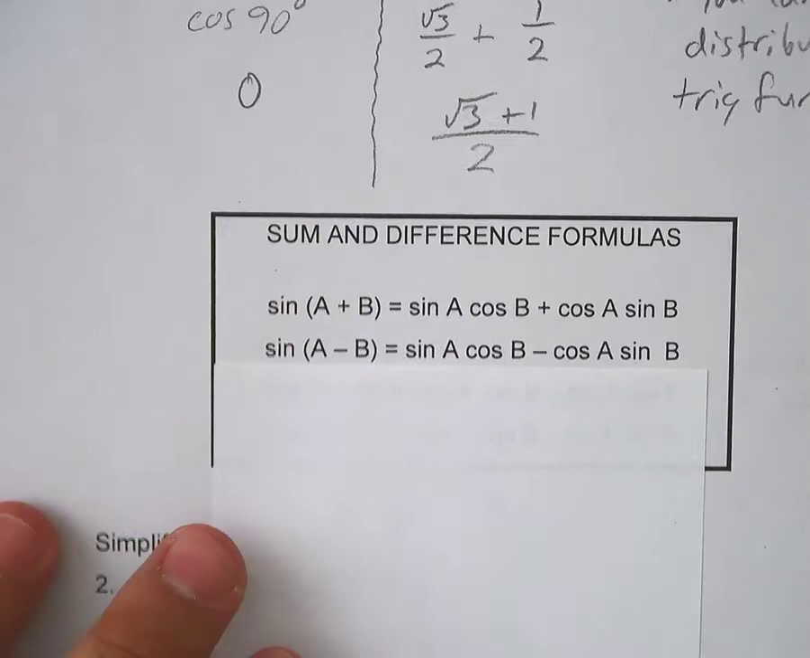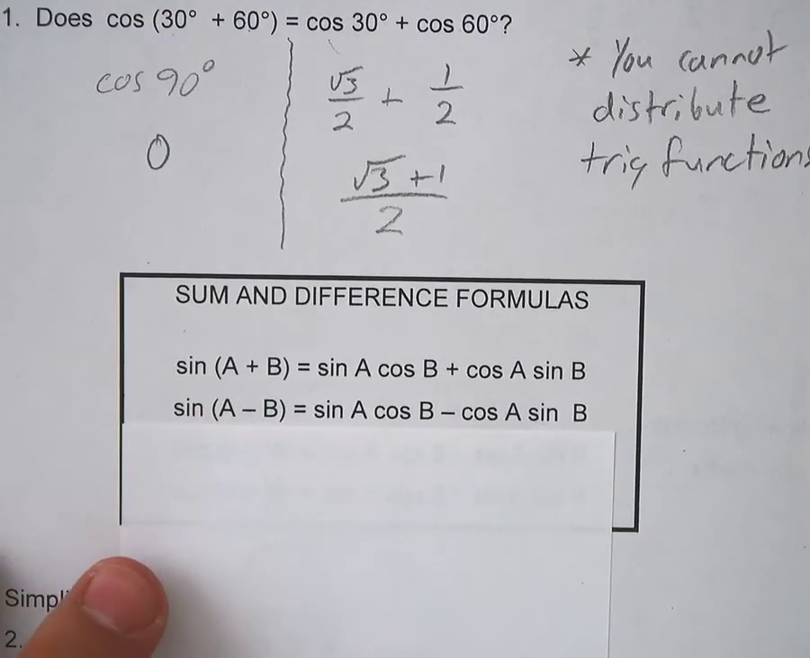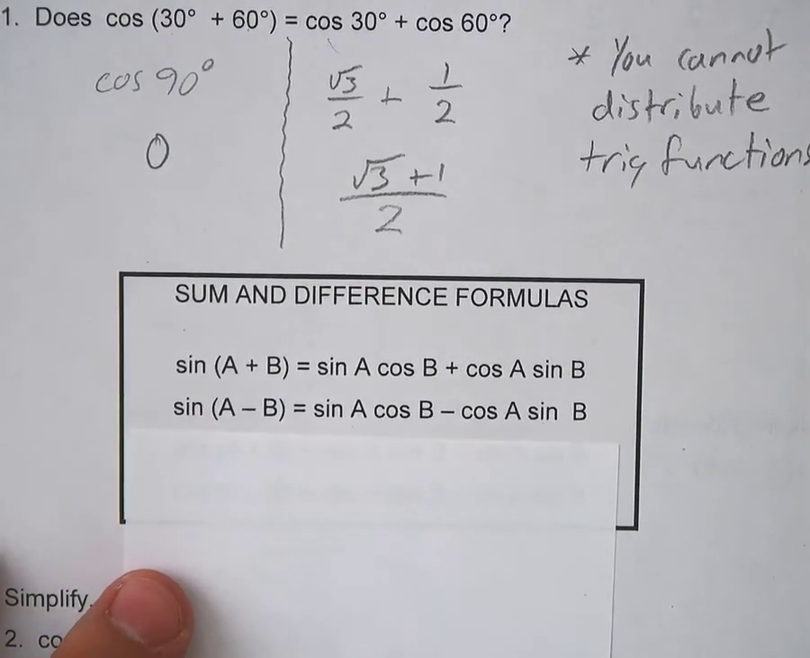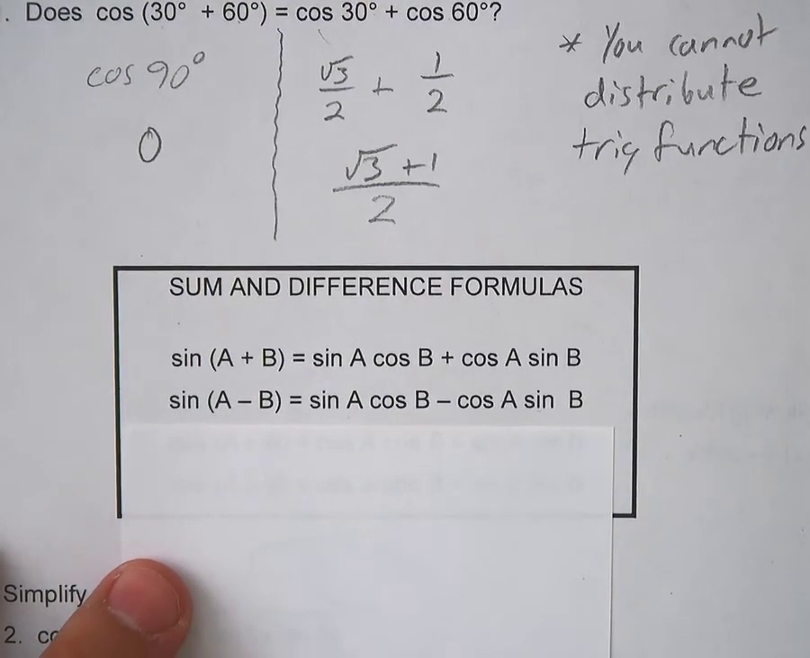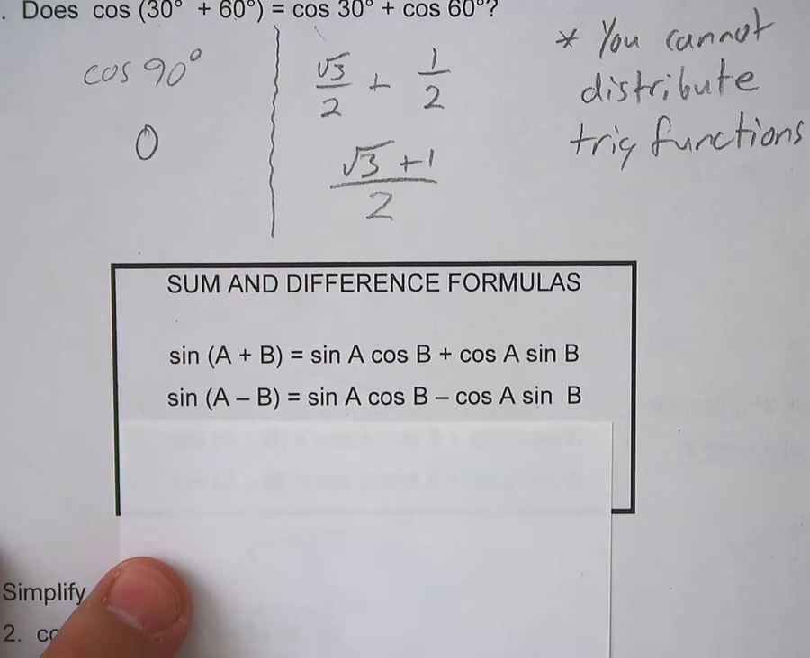So sine of a minus b is sine a cosine b minus cosine a sine b. I won't have you memorize these. I'm just going to have you use them for now. Eventually you'll memorize them just by default, the same way you did with the Pythagorean theorem. You used it so much you just remembered it. Same way with these.